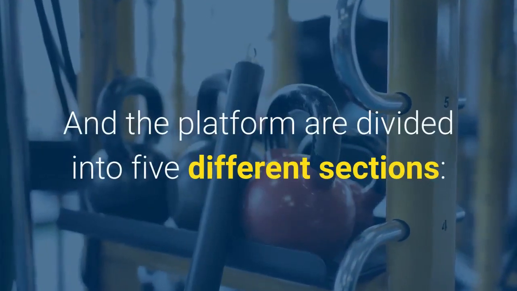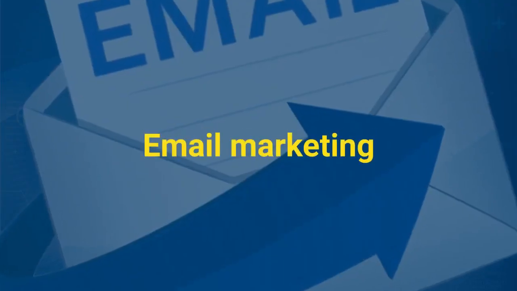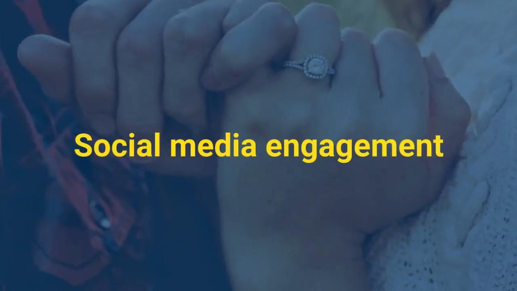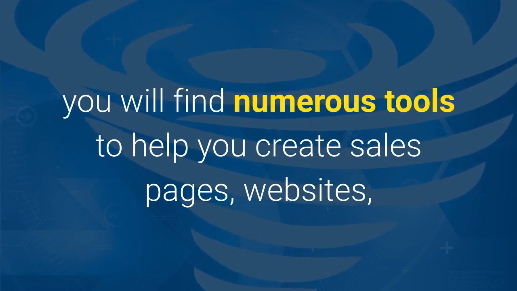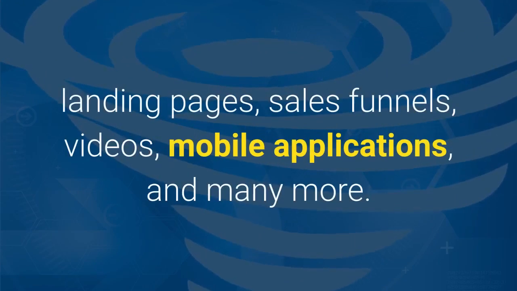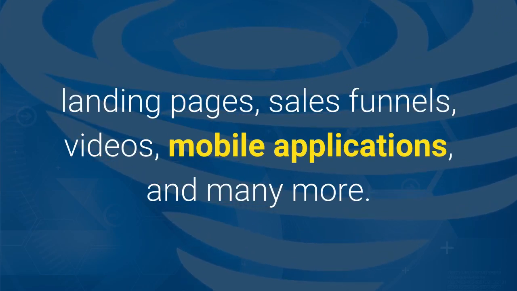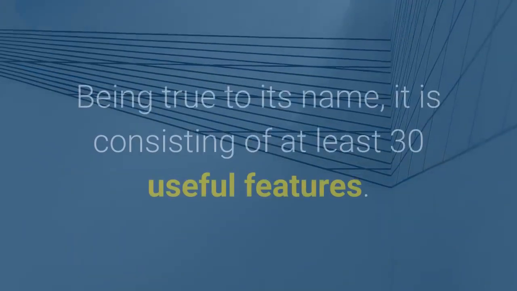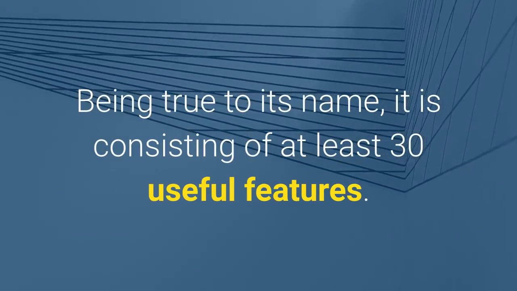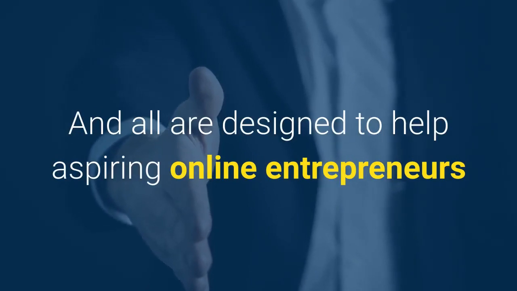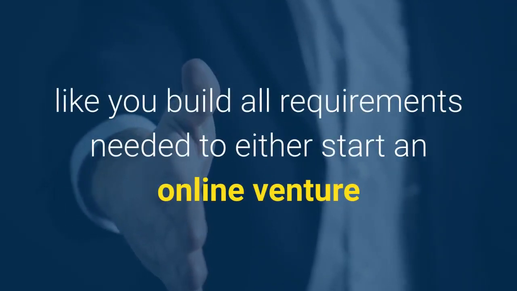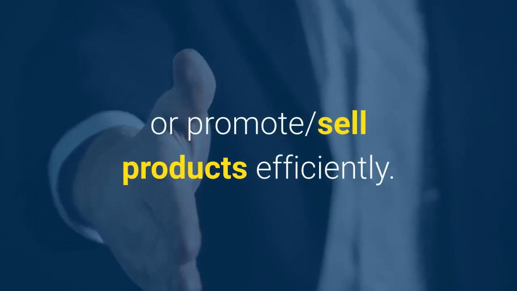And the platform is divided into 5 different sections. The Builders. Email marketing. Design section. Traffic management. Social media engagement. Within these 5 categories, you will find numerous tools to help you create sales pages, websites, landing pages, sales funnels, videos, mobile applications, and many more. Being true to its name, it consists of at least 30 useful features. And all are designed to help aspiring online entrepreneurs like you build all the requirements needed to either start an online venture or sell products efficiently.